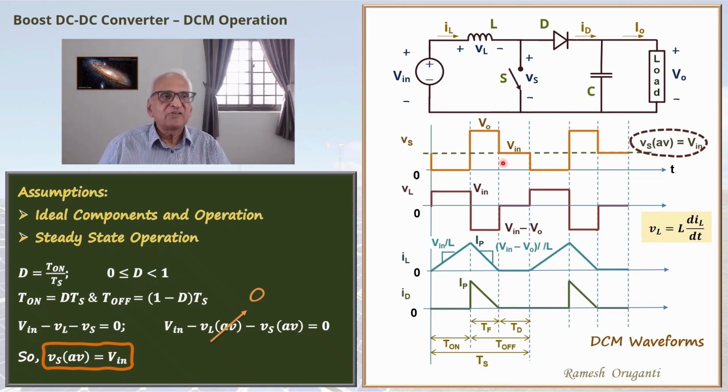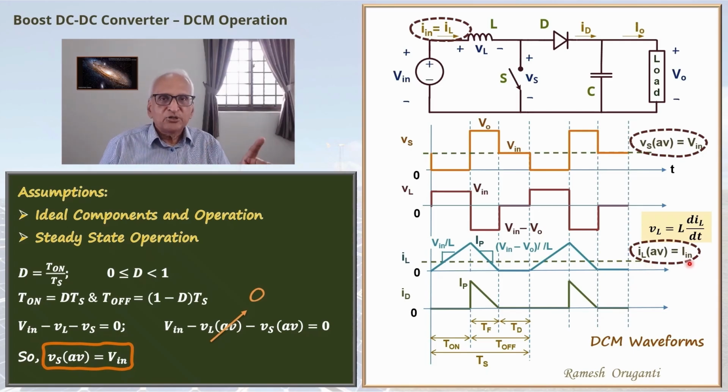So Vs average line will be coinciding with the Vs waveform during the TD interval, ideally. In the boost converter, the inductor is connected to the source. So the inductor current and the input current are the same. In equals IL. So IL average will be the input DC current. The capital I indicates that it is the DC value here.